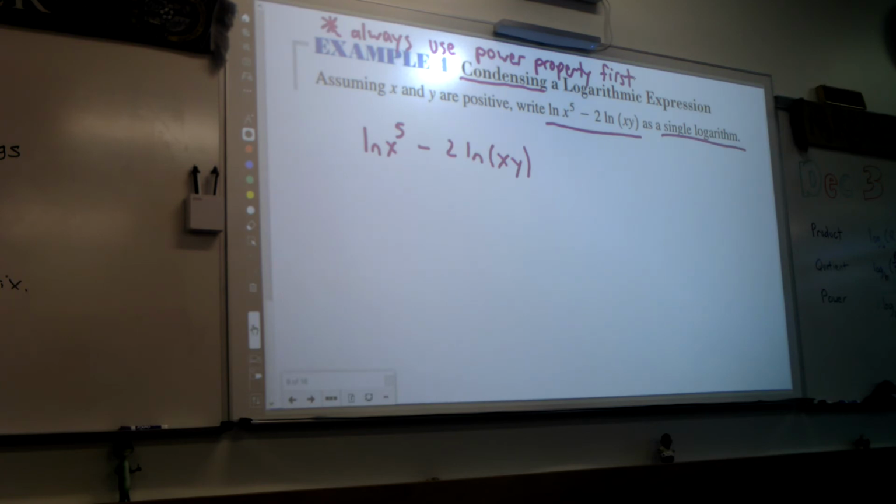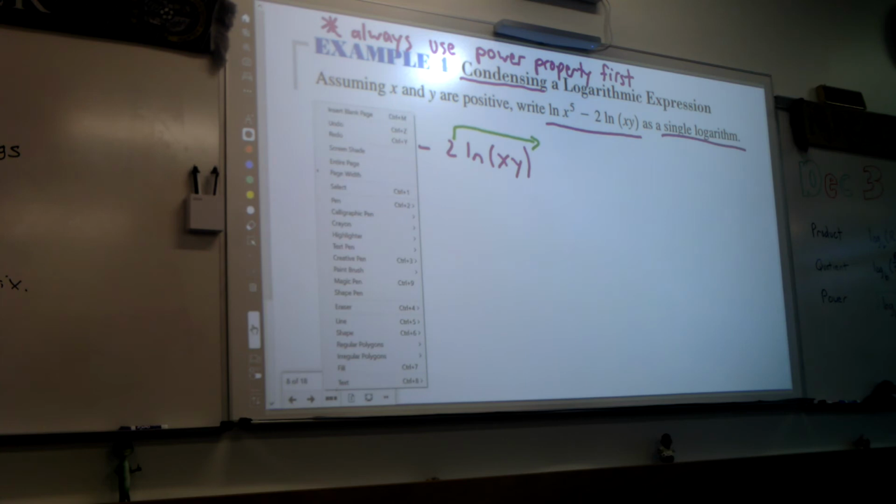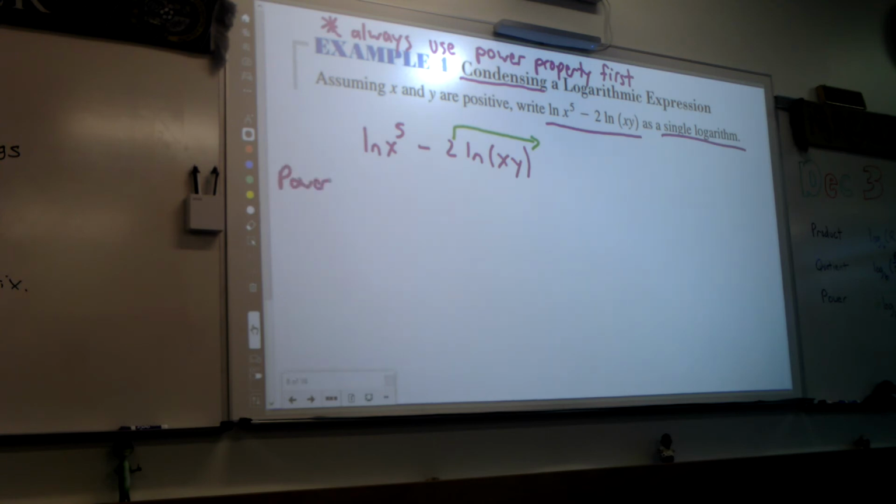Okay, so let's look at this. I've got ln of x to the 5th minus 2 ln of xy. Now, when I say use a power property first, that means if you have coefficients, then you want to make that become your power. So do we have any coefficients written out there? What is it? The 2. So the 2 is actually going to come up to here, okay? So we're going to first start off by using the power property. Someone might think the power property, we bring the 5 down. That's when we are expanding. When we're condensing, we're putting it back up, okay?